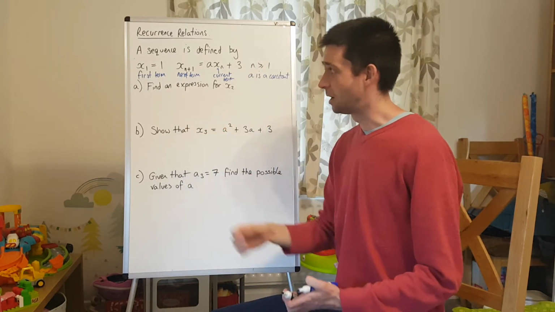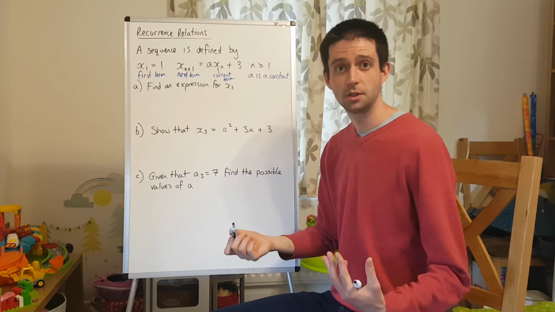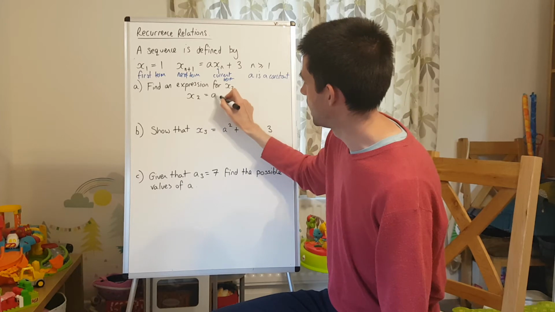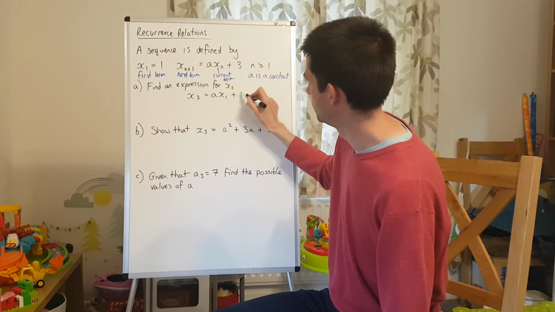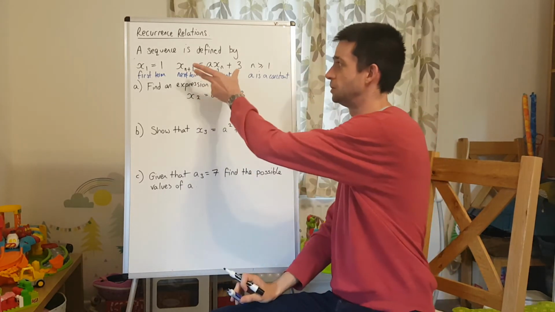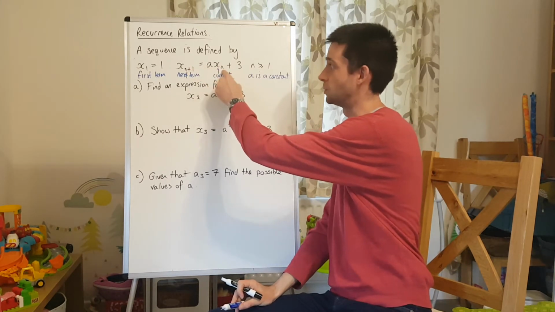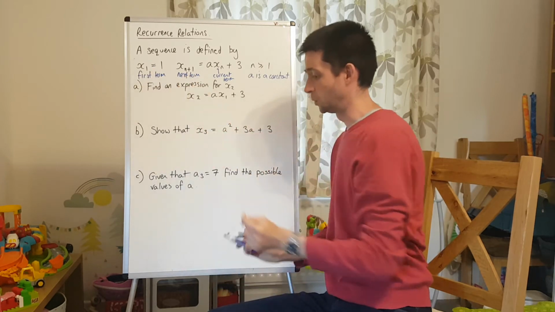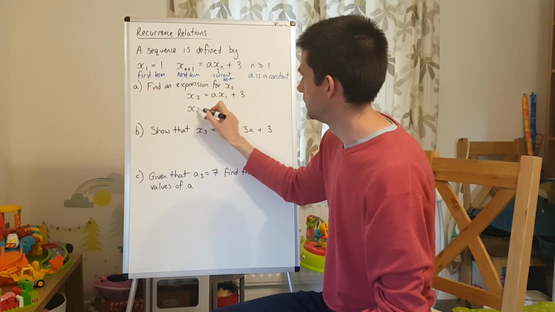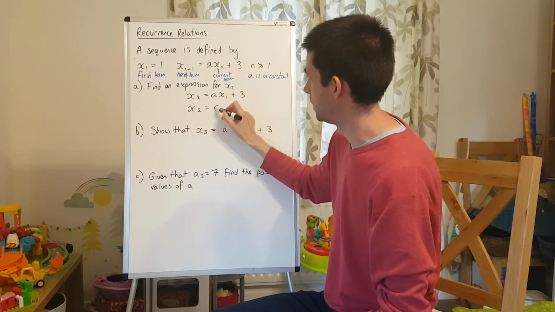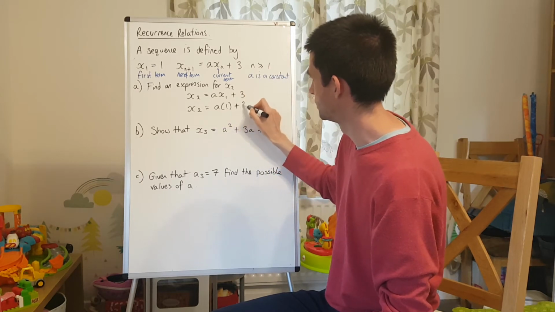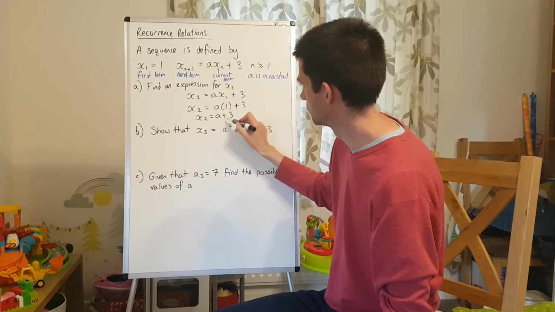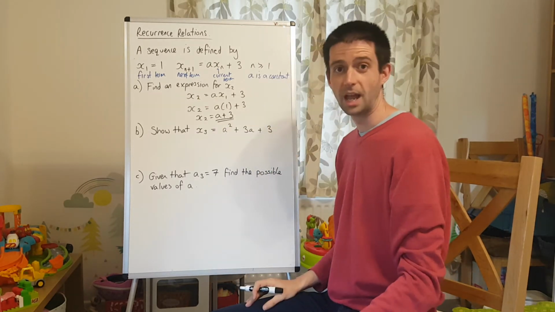And we're being asked in part A to find an expression for x2. So x2 would equal a lots of x1 plus 3. That's using the definition with n is 1, n plus 1 is 2. However, I'm given that x1 equals 1, so what I can do is I can say, okay, a times 1 plus 3, so x2 is a plus 3.